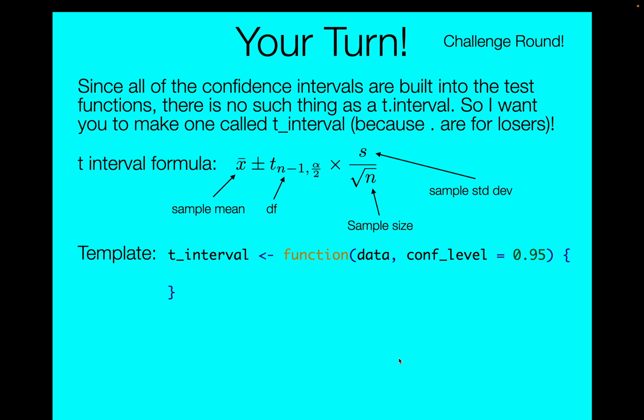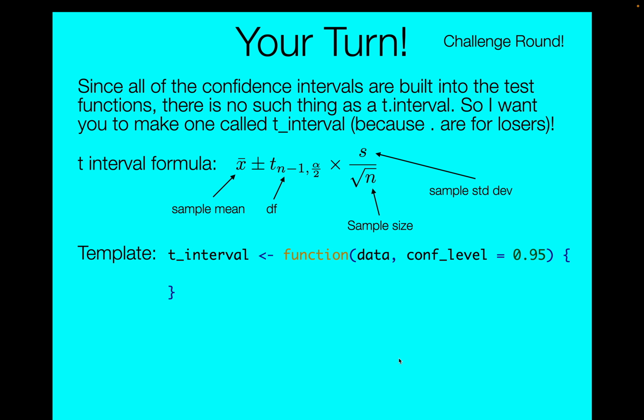Okay, so my last challenge round here, since all of the confidence intervals are built into the test functions, there's no such thing as a t.interval. Okay, it comes in t.test. What I want you to do is make your own function called t_interval, okay, because dots are for losers. You never use the dot, okay, always the underscore. Make a t_interval function where you input data and output, well, an interval.